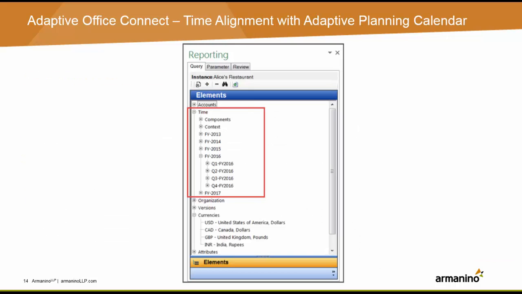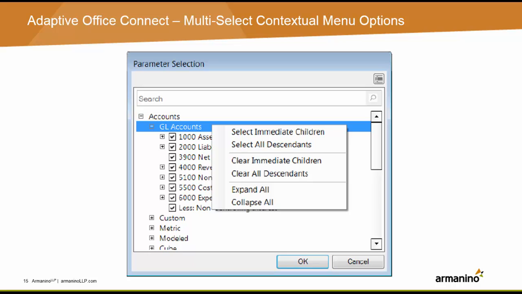As you might recall, the time elements in Office Connect were accessed from a time pane on the Query tab differently than in the Planning tool. These elements have now been realigned with the planning experience, so now as you look in the Planning tool, it will look similar to the time elements here in Office Connect with a similar navigation tree and no separate tab.